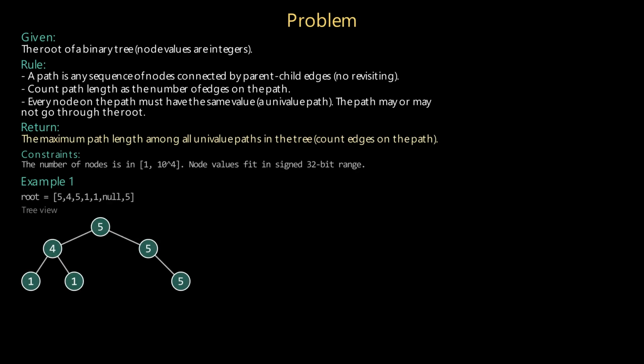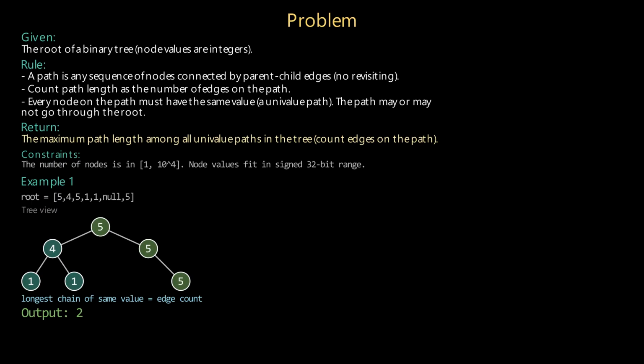Given the root of a binary tree, node values are integers. Return the maximum path length among all Univalue paths in the tree, counting edges on the path. Example 1: the tree has 3 nodes labeled 5 along the root, its right child, and that child's right child.